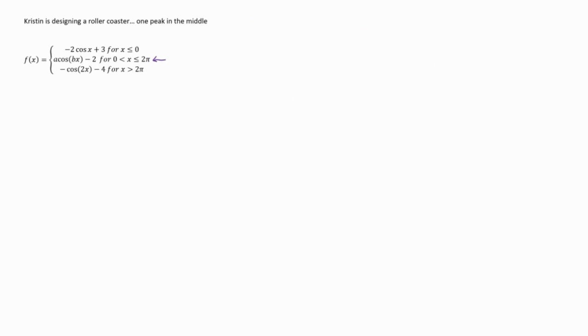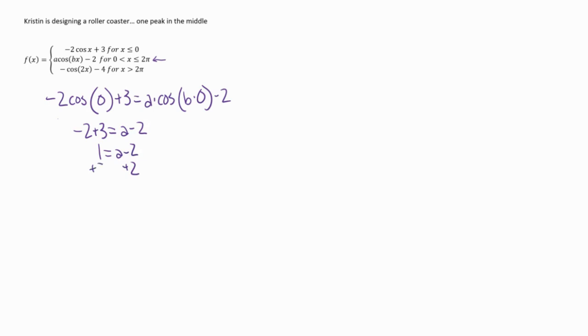Okay, so let's start with making the first two functions meet up. So -2 cosine of, and you're going to plug in x is equal to 0 because that's our first boundary, and set that equal to a times cosine of b times 0 minus 2. And cosine of 0 is 1, so -2 plus 3 is equal to a times 1, so a minus 2. So that's 1 equals a minus 2. Add 2. A is equal to 3.